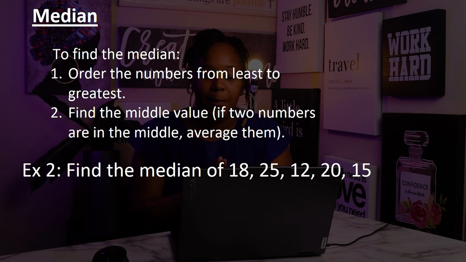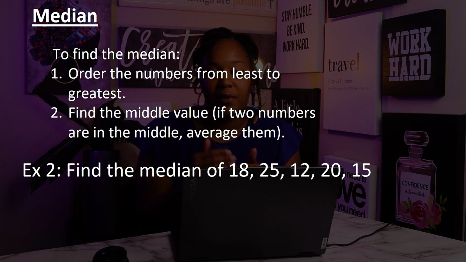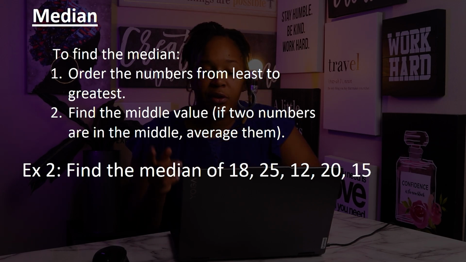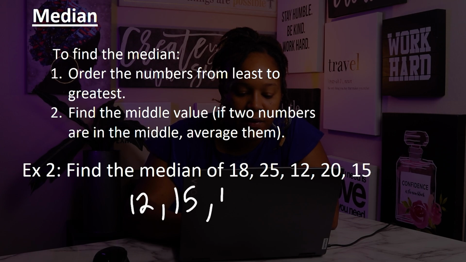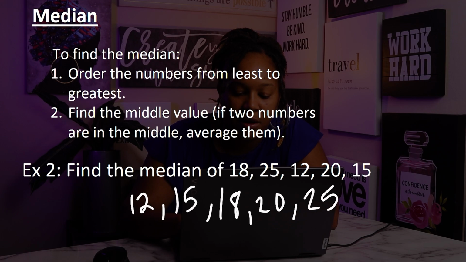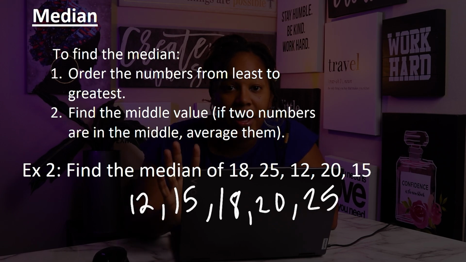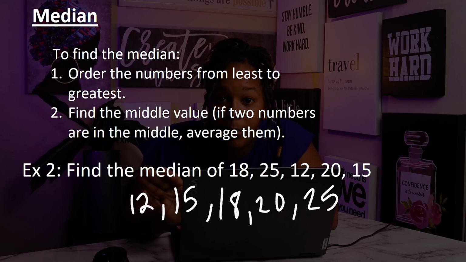So for this next example, we want to find the median of 18, 25, 12, 20, and 15. So the first thing we need to do is write these numbers in order. Our smallest number is 12, followed by 15, followed by 18, followed by 20, followed by 25. And there are 5 numbers, and I just want to make sure I have all 5 of them, all right? So now I want to find the number that's in the middle. It's an odd number of numbers, so there should be one number in the middle.